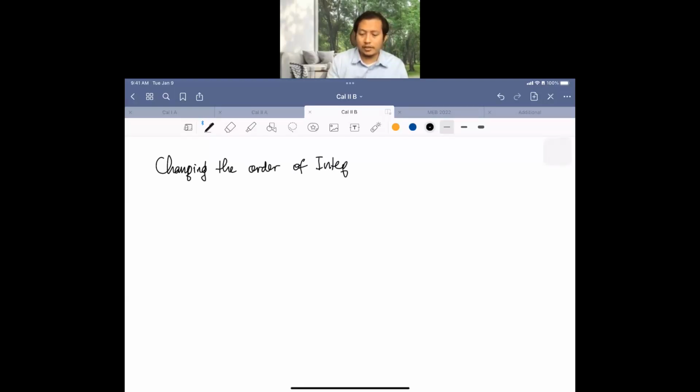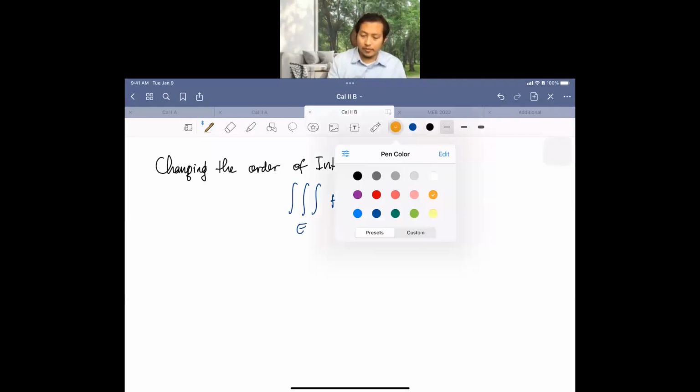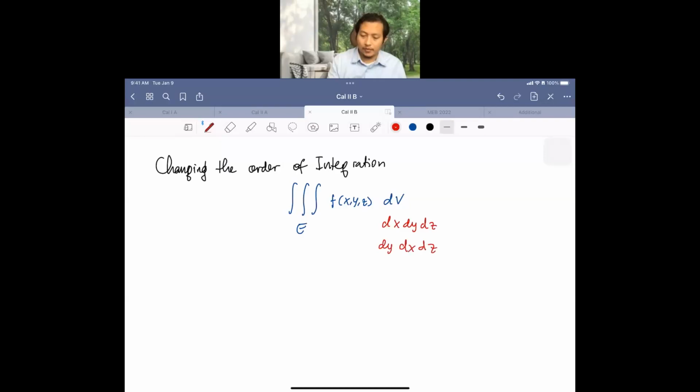So changing the order of integration is basically if we have integrations of functions over, let's say, dV and E. We can write dV as dx dy dz, right? You can write dy dx dz, and it's up to your preference, which way you are more likely to use in the solutions. But what we have in this subject is how do we change the order of integrations?